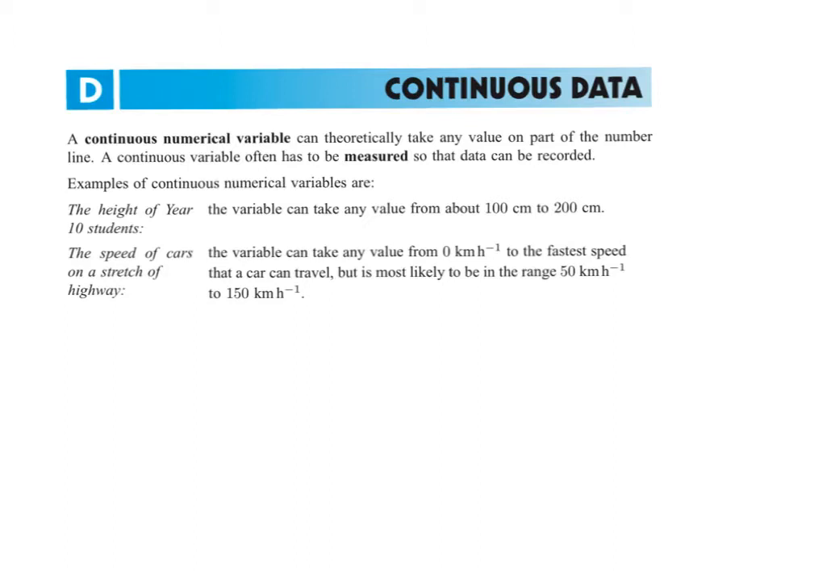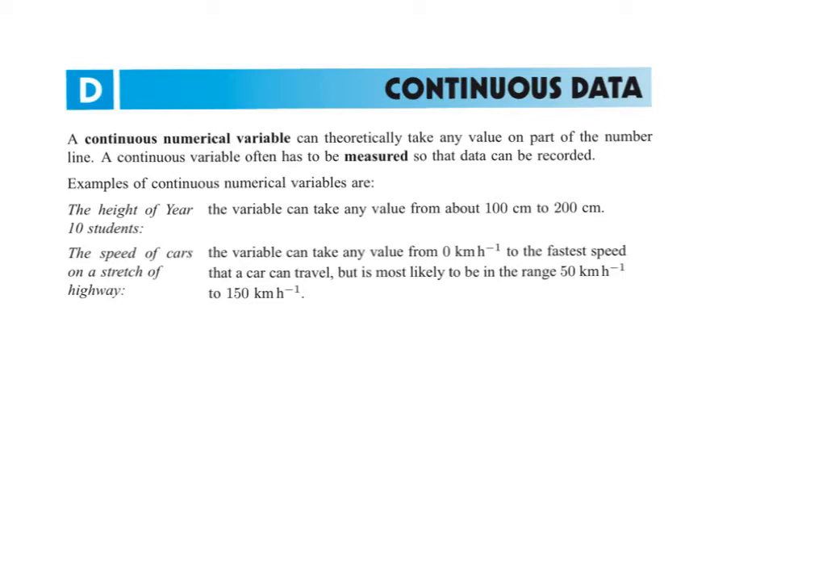A continuous numerical variable can theoretically take any value on part of the number line. So it can be decimals and fractions and anything in between those whole numbers. And it's a variable that is often measured. If we think about those examples that we looked at, well, the height of grade 9 students or the height of grade 10 students, this variable can be anywhere between 100 centimeters and 200 centimeters. Well, that could be 105.6 centimeters or 145 centimeters. So those numbers or data points can be anywhere in between there.